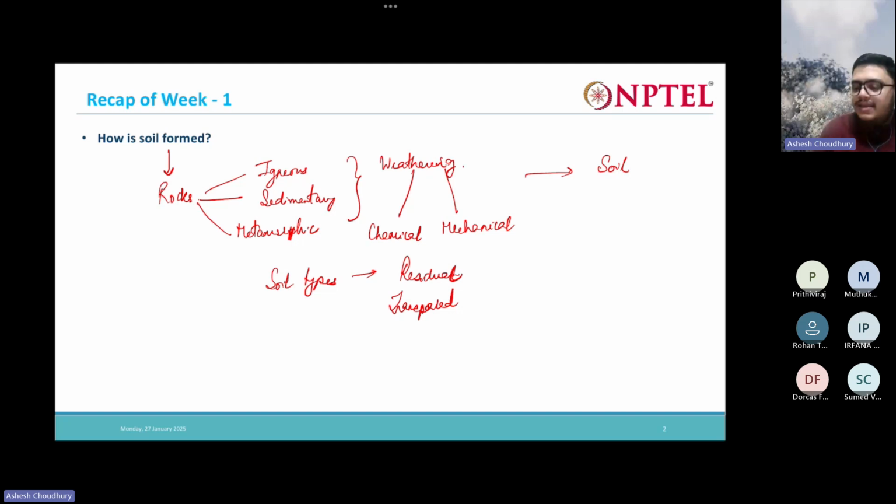How can that get carried? There are various agents. Agents can be wind, right? Wind can carry soil from one place to another. Then you have the action of water. Rivers can carry soil from one place to another. So this is how soil is formed. Let us not waste our time much on this, as it was discussed in detail in the main class.